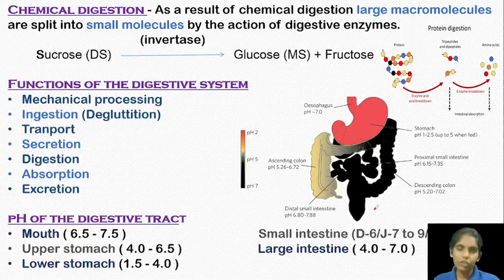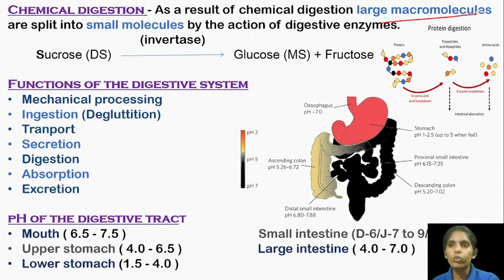And coming to the chemical digestion, which is a different story from the mechanical digestion. In the chemical digestion, the large macromolecules present in the food are split into small molecules by the action of digestive enzymes. The food we eat contains different macromolecules like carbohydrates, proteins, lipids, nucleic acids. These are present in their complex forms, and these have to be broken down into their simplest forms. And how is it done? In the presence of enzymes.